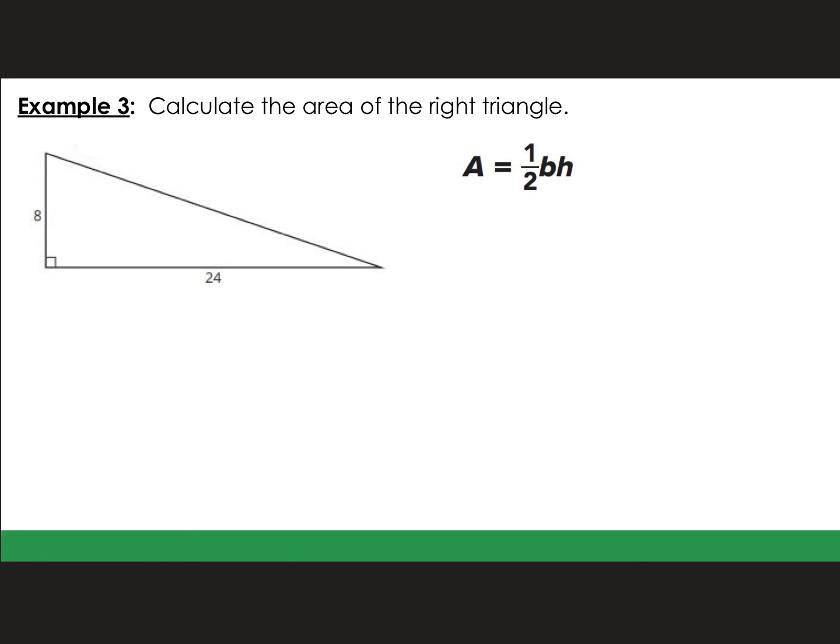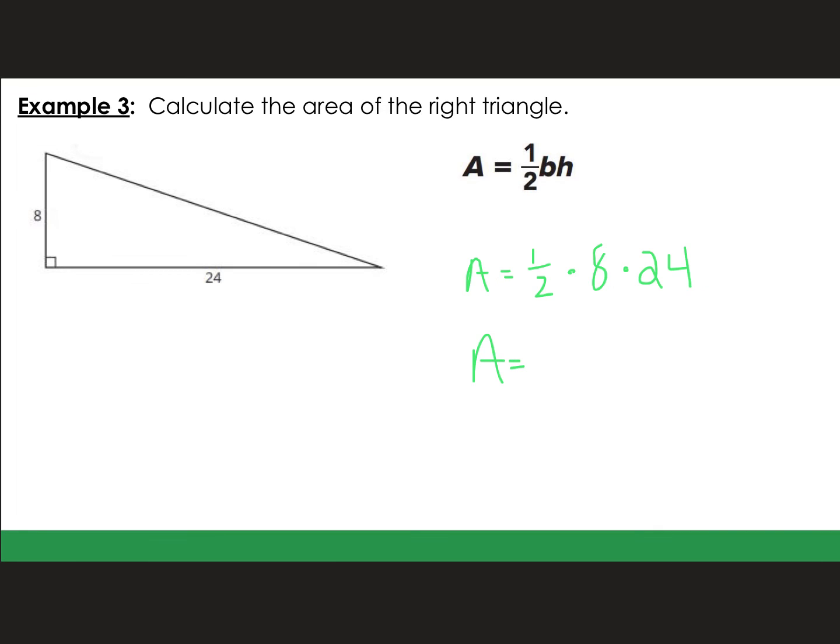And a right triangle. So here I have my formula, area equals 1/2 base times height. So a triangle is exactly 1/2 of a rectangle, which is why we do that. So I'll rewrite my formula, area equals 1/2 times 8 times 24. And I will just multiply those.